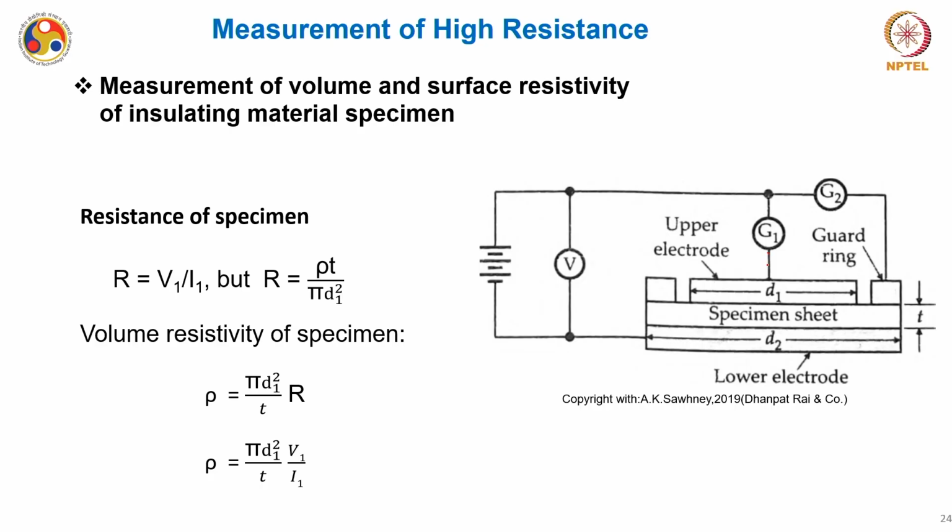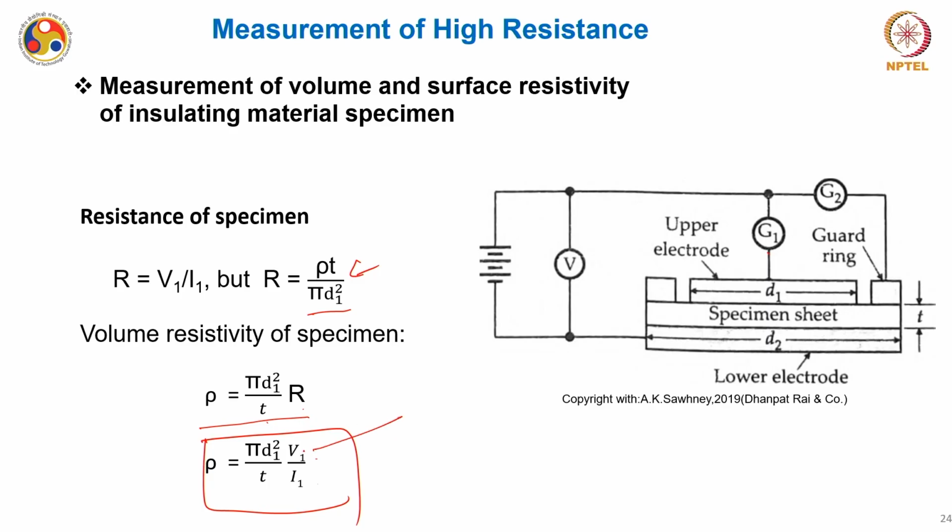Now the volume resistivity of the specimen can be given as rho equal to pi d1 square by T into R, where R was rho T by pi d1 square. This is coming from the standard formula of the resistance. Since R was V1 by I1, the volume resistivity can be given by pi d1 square by T into V1 by I1.